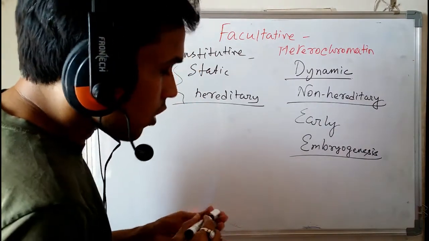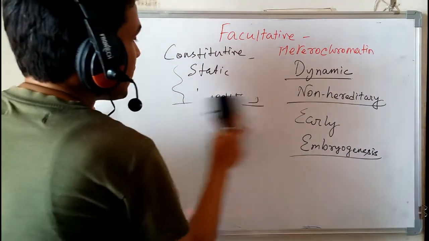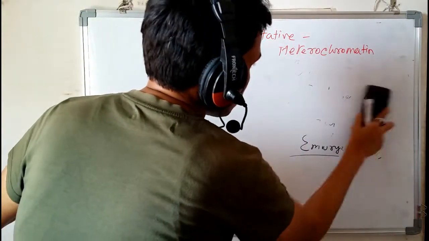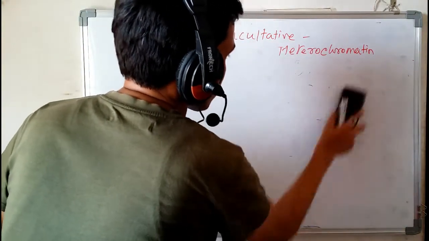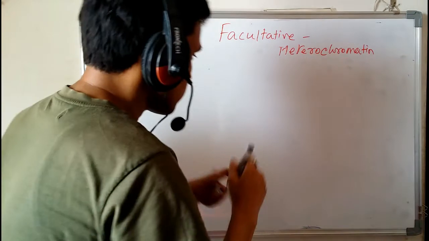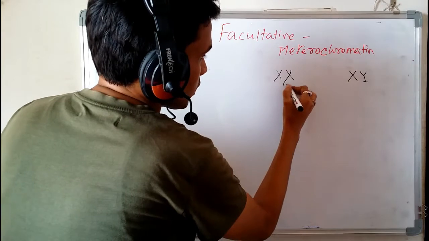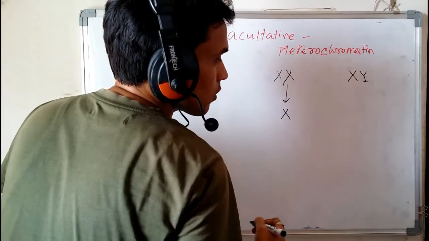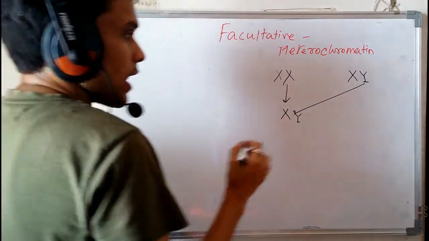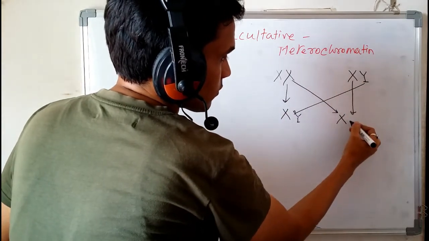And one example of this facultative heterochromatin that is very important is the X chromosome inactivation in female. Just say your mother and your father. You can get one X from your mother and one Y from your father. And your sister will get one X from mother and another X from father.